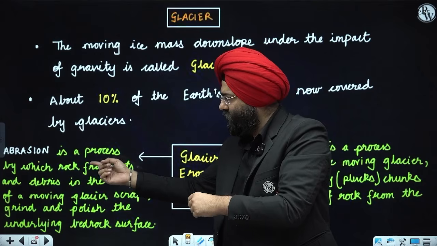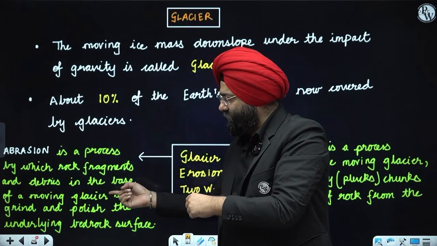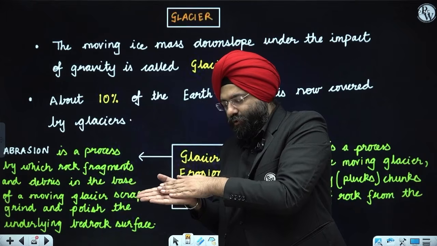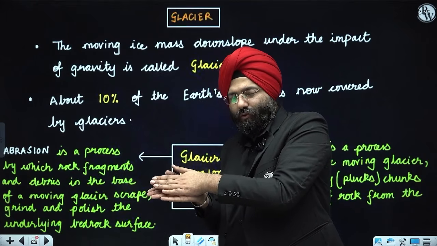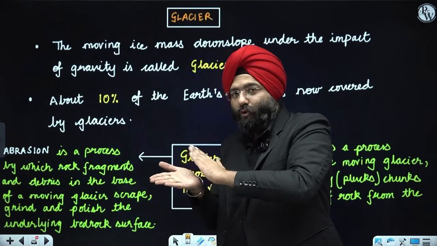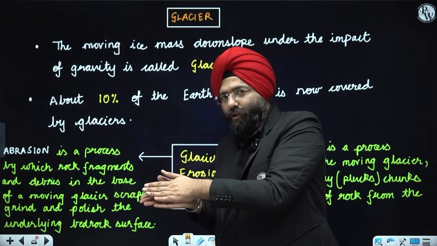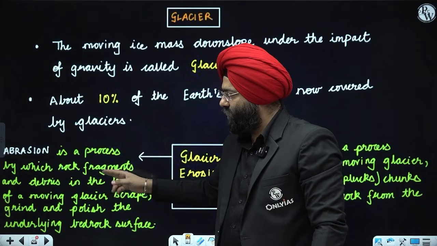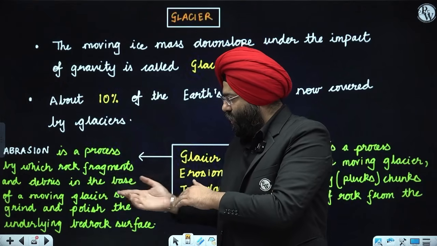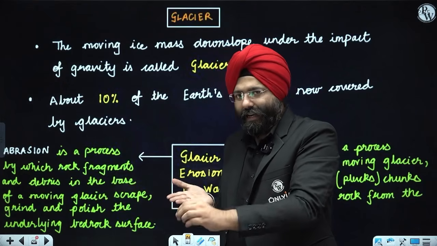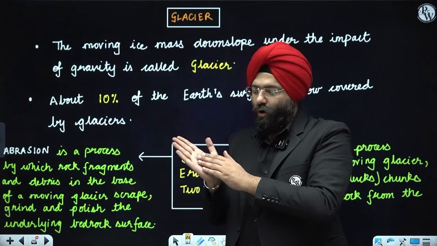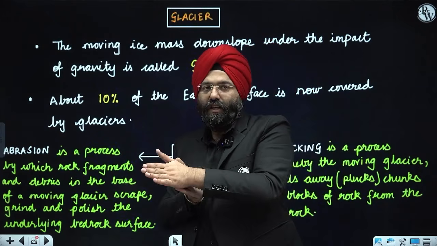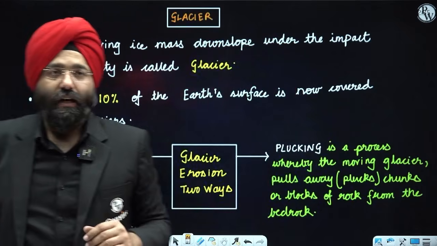So that is why, if you see, it is a process by which rock fragments and debris in the base. Now in this process, basically it is going to grind them, it is going to polish them. Polish, why? Because it will make them smoother. It might pluck them also, and it is going to move further down. So abrasion is a process by which rock fragments and debris at the base of the moving glacier scrape, grind and polish the rocks or debris present on the ground surface on top of which the glacier is moving. Clear?